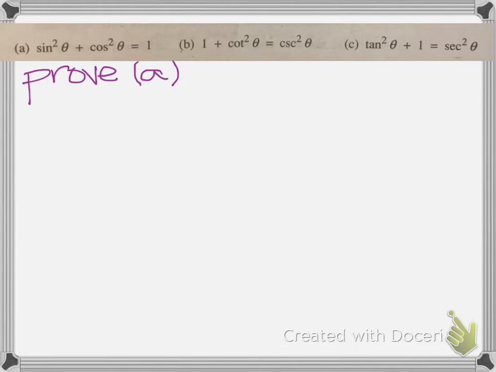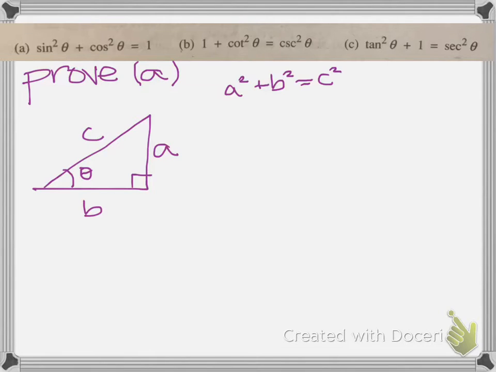Okay, so the first thing we're going to do is prove a couple of these identities. We're going to start with the trig identity sine squared theta plus cosine squared theta equals 1, and then prove that it is true. So we take a basic right triangle with sides A, B, and C, and we take what we know about right triangles, knowing that A squared plus B squared equals C squared.